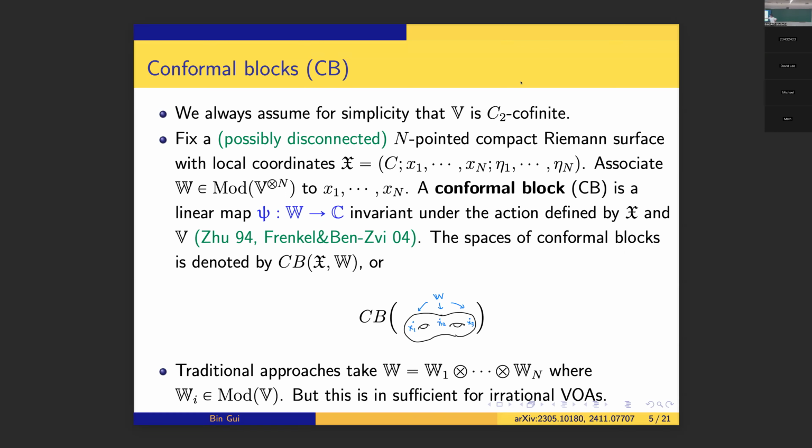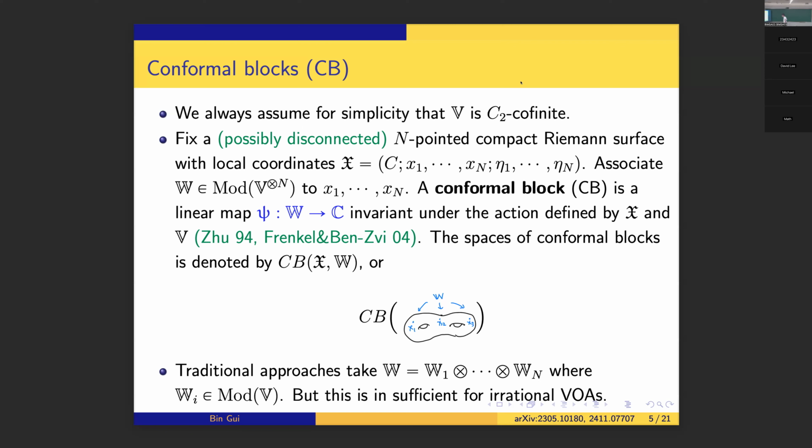So here, for example, if I have 3 marked points, then I have to choose a module W of V tensor power 3. In general, if I have n marked points, then W should be a module of the nth tensor power of V. And a conformal block is a linear functional on this vector space W, satisfying some covariance or invariance property, which is defined using the geometry of the compact Riemann surface, the vertex algebra and the modules. The precise definition is quite complicated, so I will not go through these details, but I just want to show you the basic data I need in order to describe what a conformal block is.